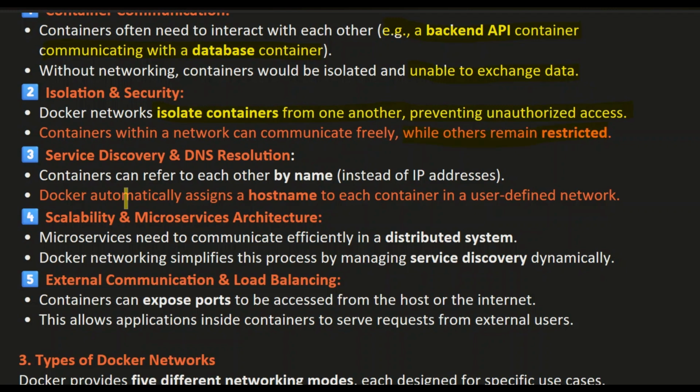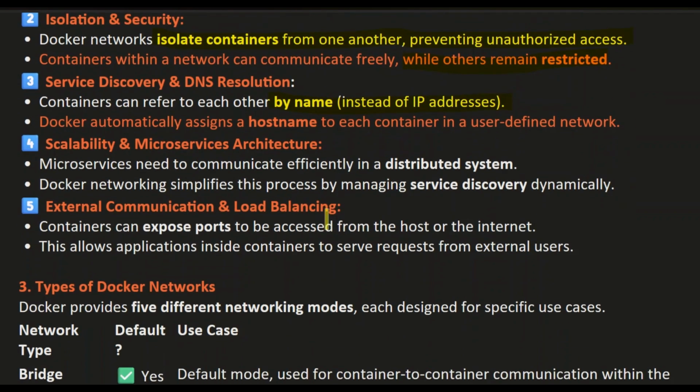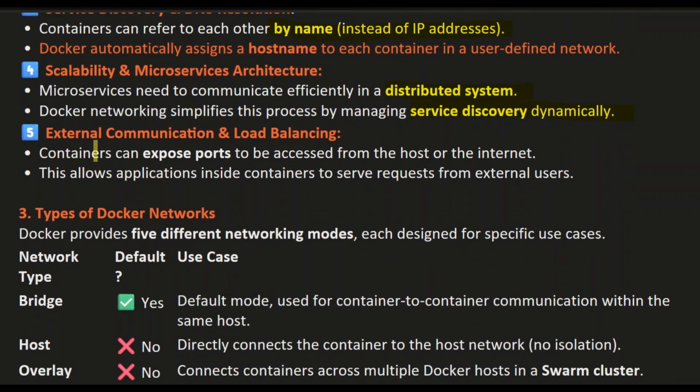3. Service discovery and DNS resolution. Containers can refer to each other by name instead of IP addresses. Docker automatically assigns a host name to each container in a user-defined network. 4. Scalability and microservices architecture. Microservices need to communicate efficiently in a distributed system. Docker networking simplifies this process by managing service discovery dynamically. 5. External communication and load balancing. Containers can expose ports to be accessed from the host or the internet. This allows applications inside containers to serve requests from external users.